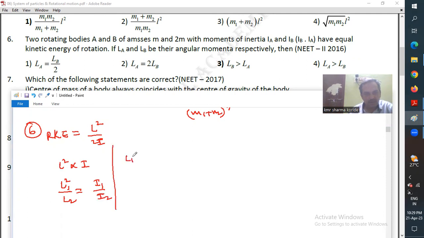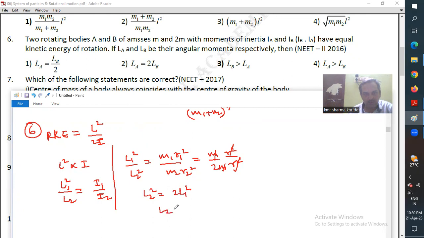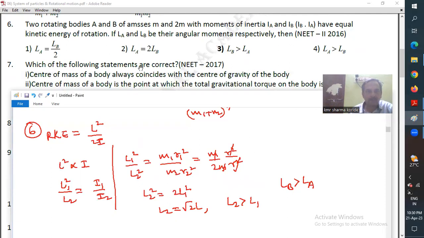So L1 square by L2 square, moment of inertia can be M1 R1 square divided by M2 R2 square. M1 is M, M2 is 2M, R square by R square. So this and this will cancel. Therefore you will get L2 square is equal to 2 L1 square. So L2 is equal to root 2 L1. So L2 is greater, which means LB is greater than LA. So the third option is correct.